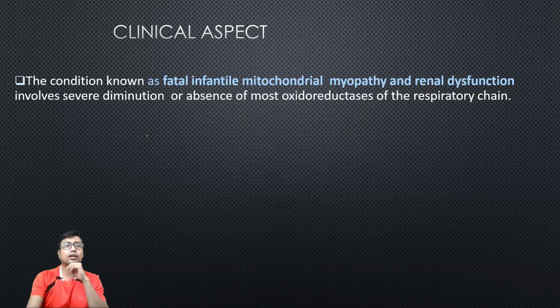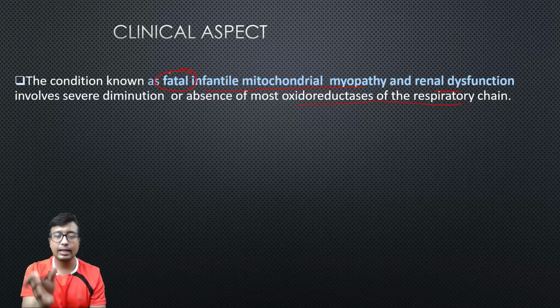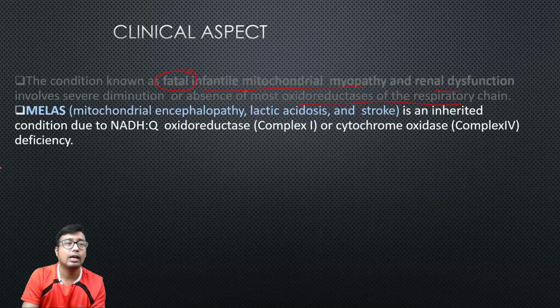Okay, so a condition known as fatal infantile mitochondrial myopathy and renal dysfunction. This is due to most oxidoreductases of the respiratory chain being diminished. The function of all oxidoreductase enzymes is deficient, and as the name suggests, it is fatal. The fetus dies in utero. So these are all genetic diagnoses. We need to diagnose these via genetic screening, and most of them via postmortem or postnatal diagnosis of the dead fetus.